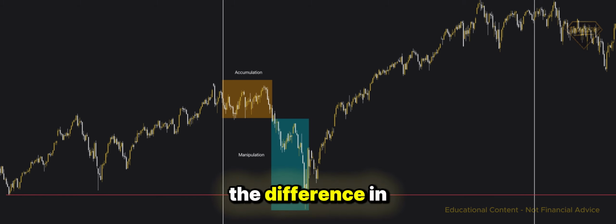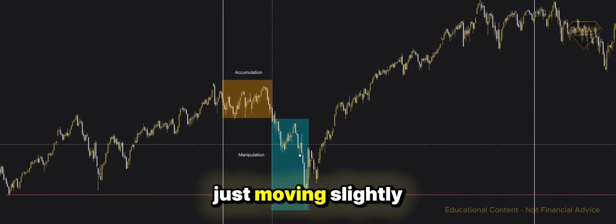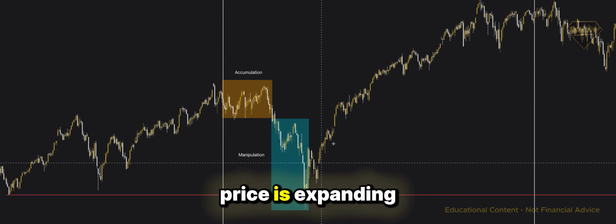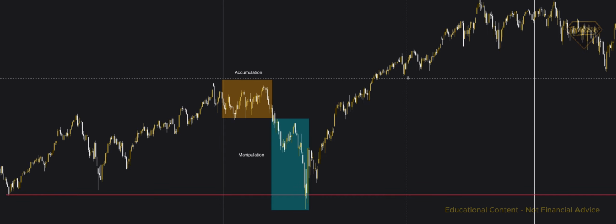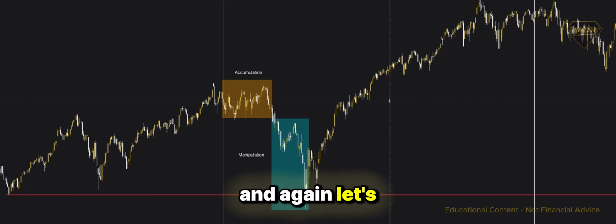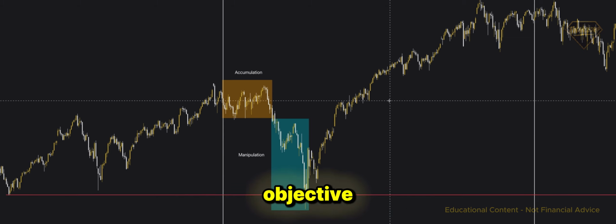Now look at the difference in the way price is moving. We're no longer rotating inside that original range. We're no longer just moving slightly beyond one side. Price is expanding away from the zone. This is what we're calling the distribution. And again, let's keep this simple. Distribution is the expansion away from the range toward a larger objective.